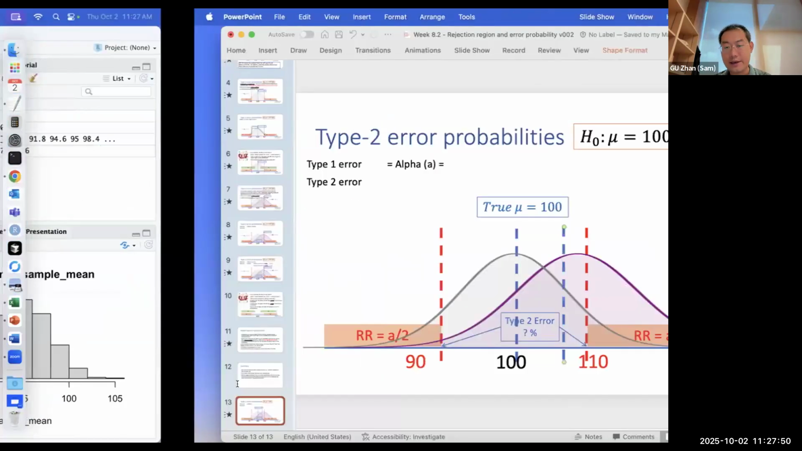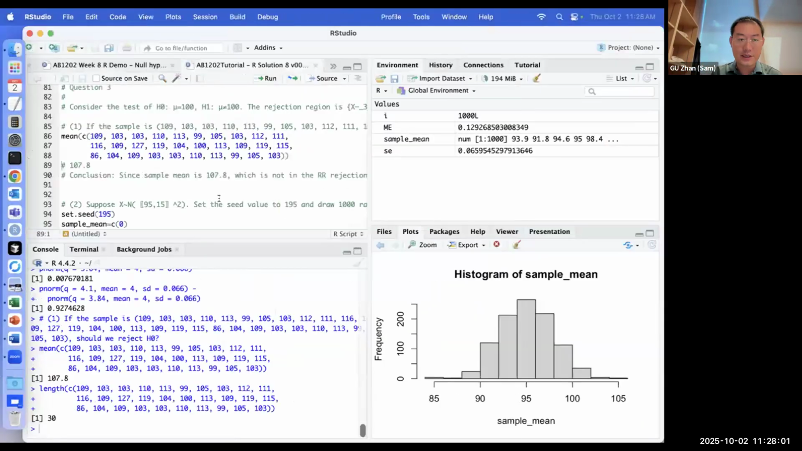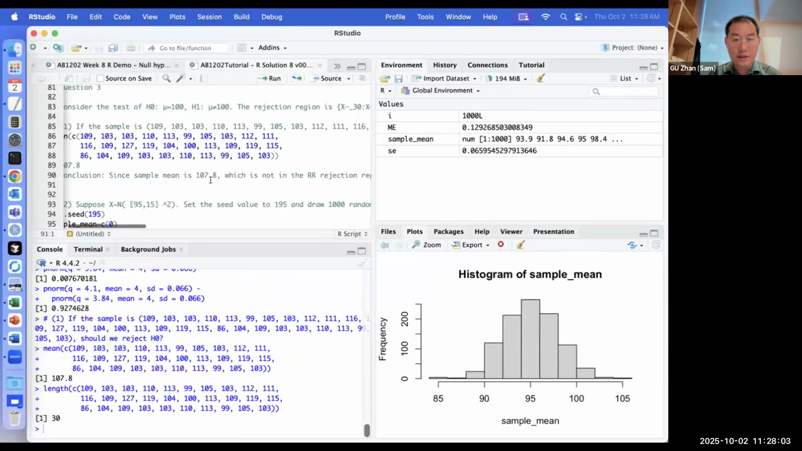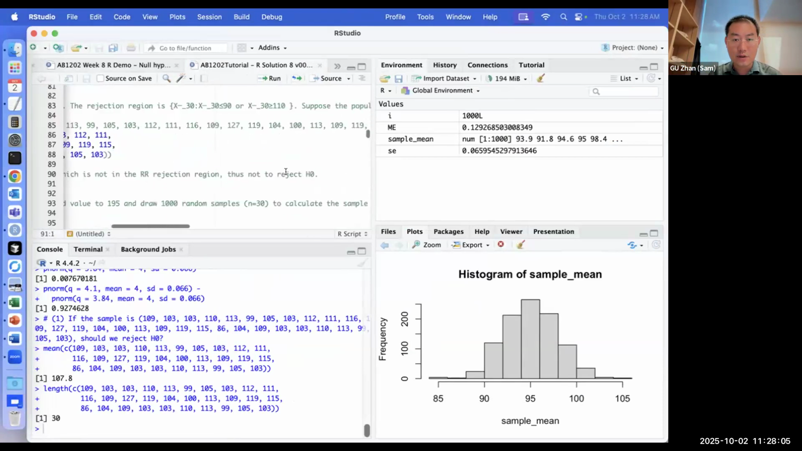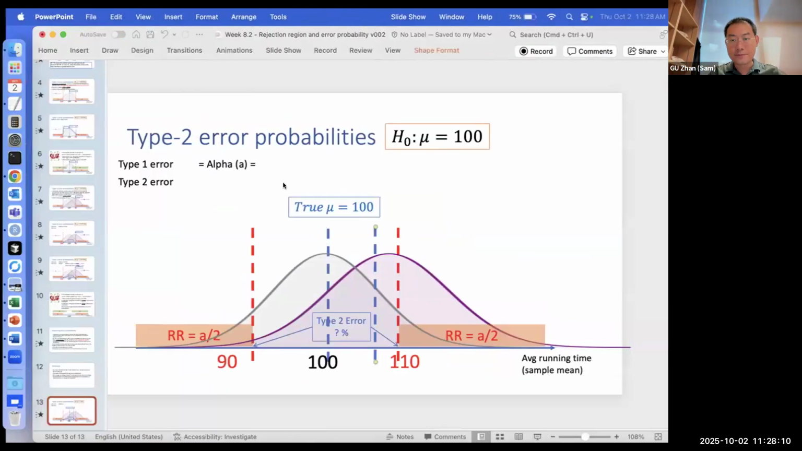108, yeah, 107.8. So it is within this confidence interval. It is outside of this rejection zone, right? So we do not reject. Now we fail to reject. Okay. So conclusion, since the sample mean is this, it's not in the rejection zone, so we do not reject hypothesis 0. Okay, so it's straightforward.